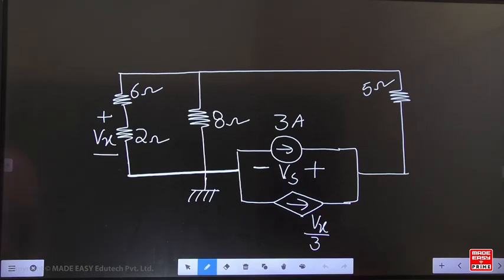Arpit, with respect to ground, first we are saying the V2 is positive. With respect to ground, we are saying. Okay. Kushi Sharma, ground is a reference.